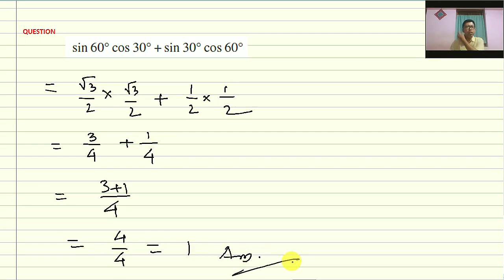So sin 60 degree into cos 30 degree plus sin 30 degree into cos 60 degree is equal to 1. I discussed all the trigonometric ratios for the standard angles. One example we also discussed. In this way, you have to complete all the questions and also the examples of the NCERT.